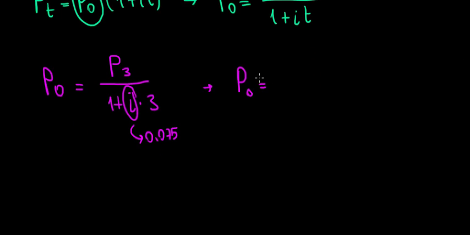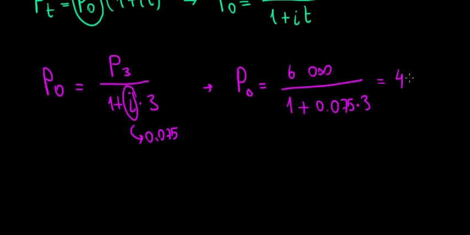Well, we would have the payment in the third period, which is equal to 6,000, divided by 1 plus 0.075 multiplied with 3, and if we do the math over here, we would have 4,898. So that would be the value of the first payment, given that in the third period we have 6,000 euros. That's it, we are done.